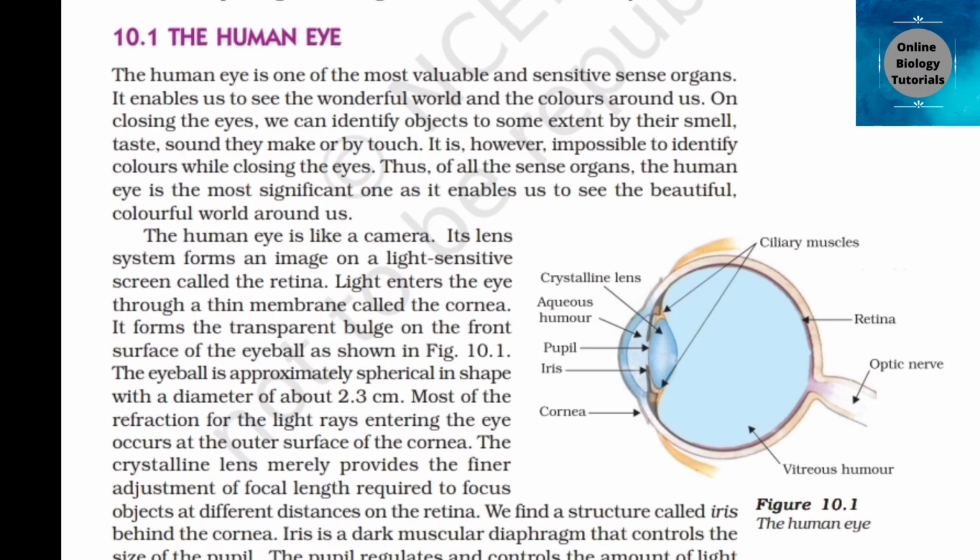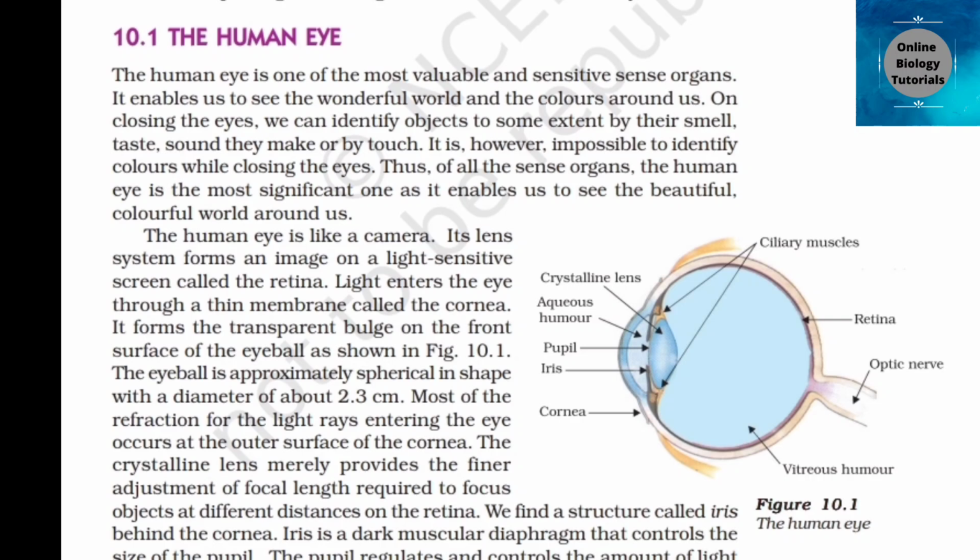The human eye is like a camera. Its lens system forms an image on a light-sensitive screen called the retina. Light enters the eye through a thin membrane called the cornea. It forms the transparent bulge on the front surface of the eyeball, as shown in Figure 10.1. The eyeball is approximately spherical in shape with a diameter of about 2.3 centimeters. Most of the refraction for the light rays entering the eye occurs at the outer surface of the cornea.